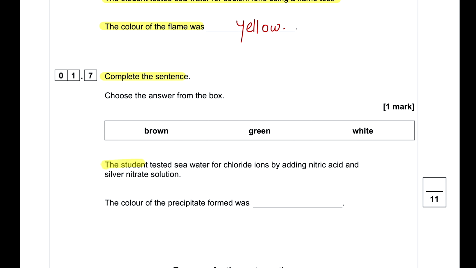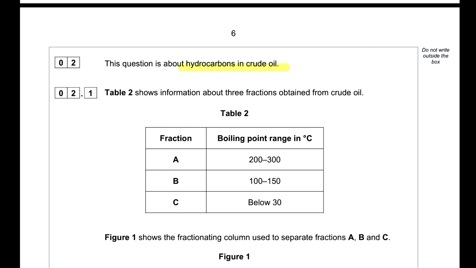Complete the sentence. The student tested seawater for chloride ions by adding nitric acid followed by silver nitrate. The color of the precipitate formed was white. AgCl, or silver chloride precipitate, is white in color. This question is about hydrocarbons in crude oil.